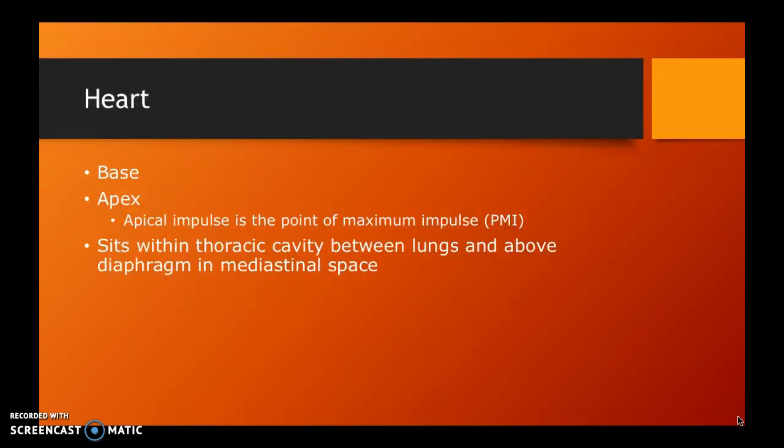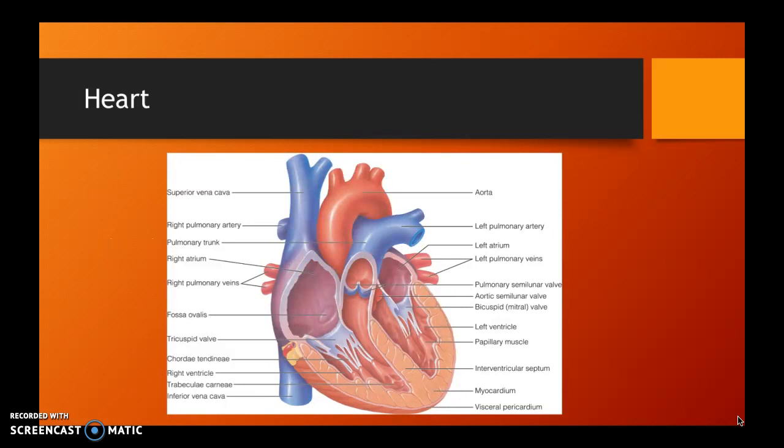So with the heart, you have the base, which is the top part, and you have the apex, which is the pointy part down there at the bottom. Apical impulse is the point of maximum impulse, or the apex. That's where we get an apical heart rate. The heart sits in the thoracic cavity between the lungs and above the diaphragm in the mediastinal space.